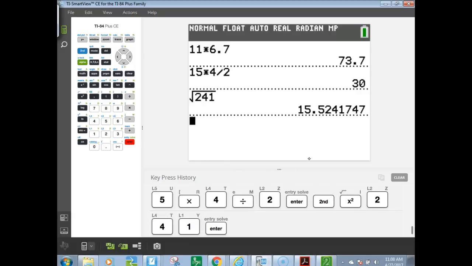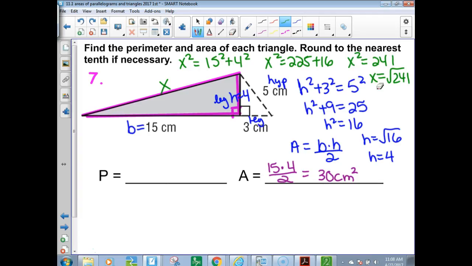Thanks, Amato. 15.5. You are right. Okay, so I'll put that on here. All right, now I'm going to be able to find the perimeter. So I'm just going to add up all the sides. What numbers are we going to add? 15.5 plus 15, and then what else? The 4. So that should be 34.5, and that will be in centimeters.